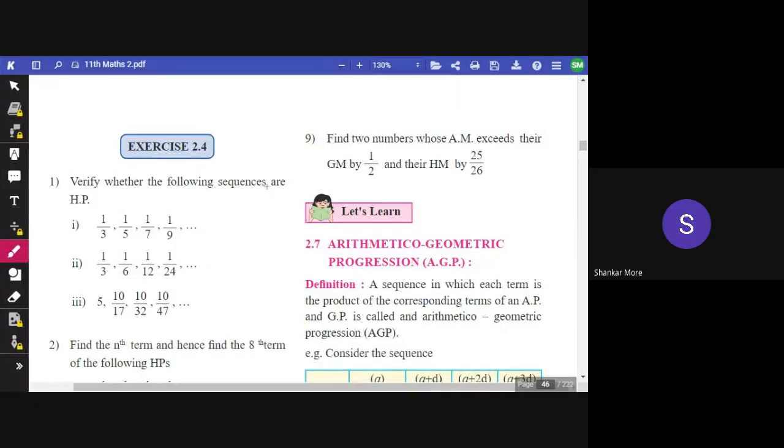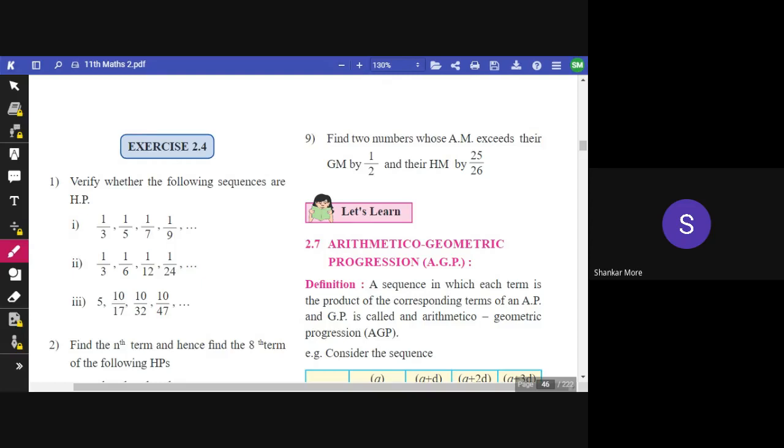Today's homework is exercise 2.3 and 2.4. You have to solve every question, take photos of all those questions, and upload them on your Google Classroom application before the next class, before next Tuesday. Otherwise, I will tell Santosh sir and strict action will be taken against that student. So you will have to cope with Santosh sir if you don't submit your homework.